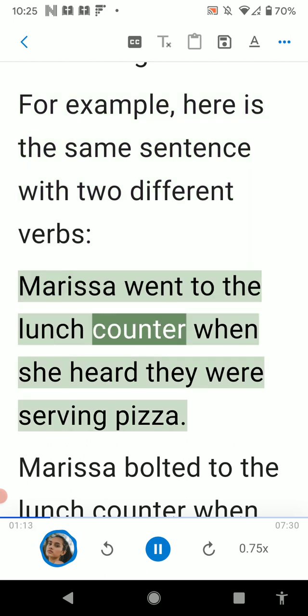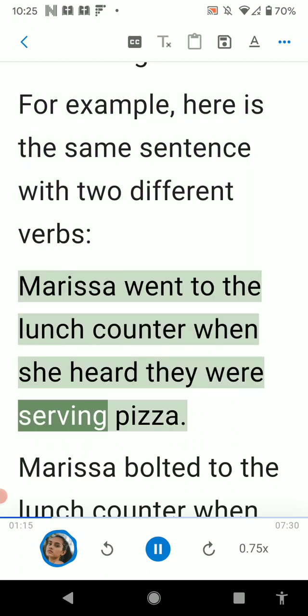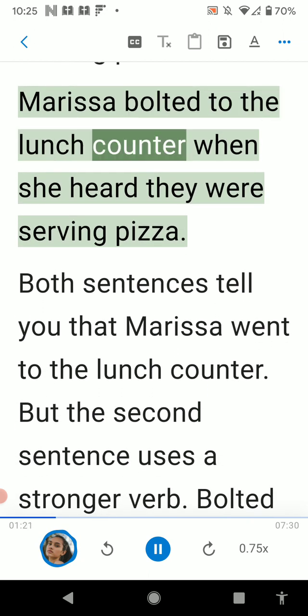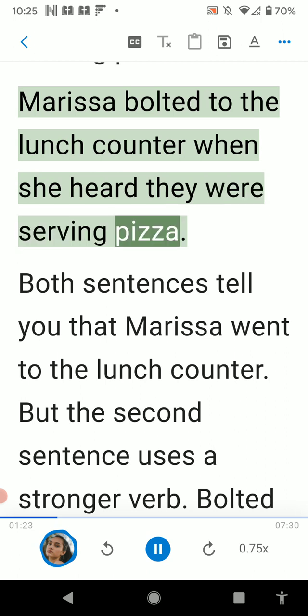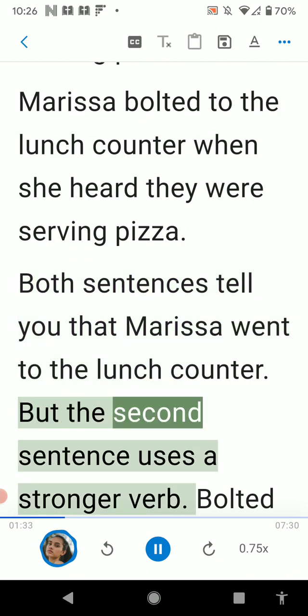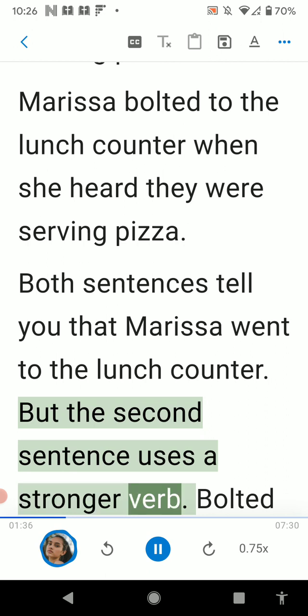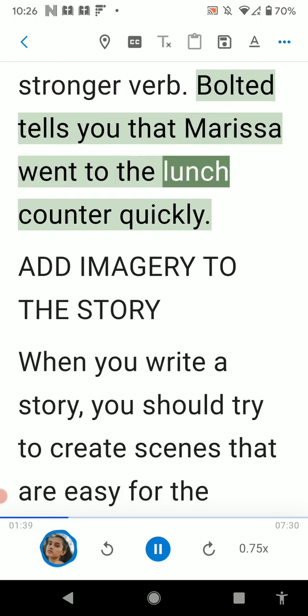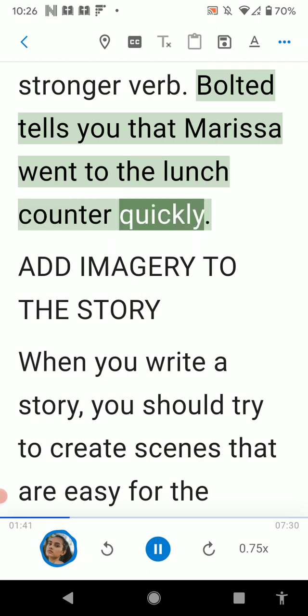Marissa went to the lunch counter when she heard they were serving pizza. Marissa bolted to the lunch counter when she heard they were serving pizza. Both sentences tell you that Marissa went to the lunch counter. But the second sentence uses a stronger verb. Bolted tells you that Marissa went to the lunch counter quickly.